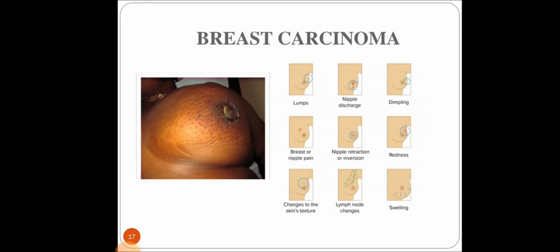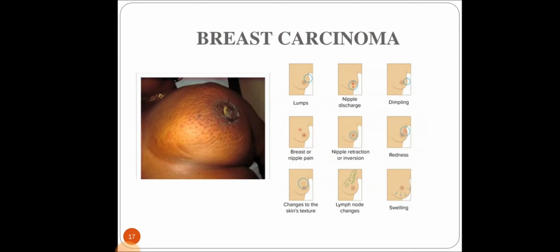Then skin fixity to skin, other structures that can be examined properly in the palpation. Then axillary lymph node examination can be done. Then examination for distant metastasis, like abdominal examination for secondaries in liver. Then respiratory system examination to rule out effusion, bony tenderness, such kind of distant metastasis also can be examined.